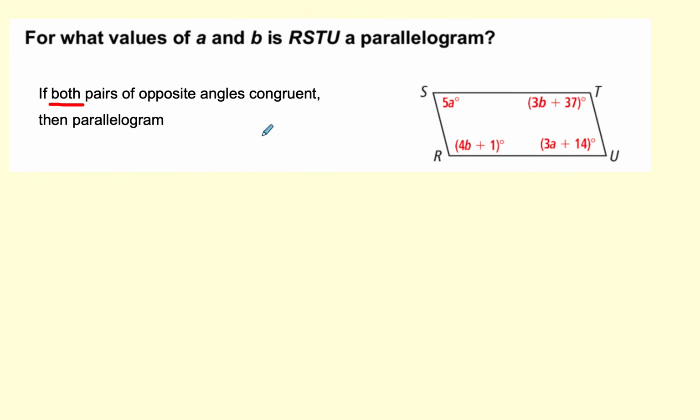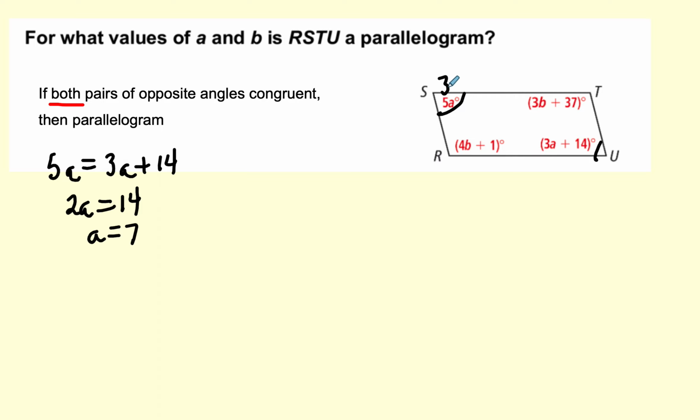Let's take a look at this problem. How can we force this to be a parallelogram? Well, we want to force both pairs of opposite angles to be congruent. Then it'll be a parallelogram. So we want to force angle S and angle U to be congruent. So I'm going to write 5A equals 3A plus 14. Subtract 3A on both sides. 2A is equal to 14. A is equal to 7. If A is equal to 7, this will be a 35-degree angle. If this is going to be a 21 and 14 will be 35. I have forced these angles to be congruent.